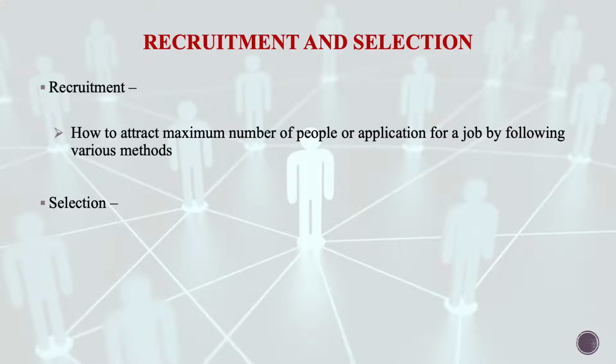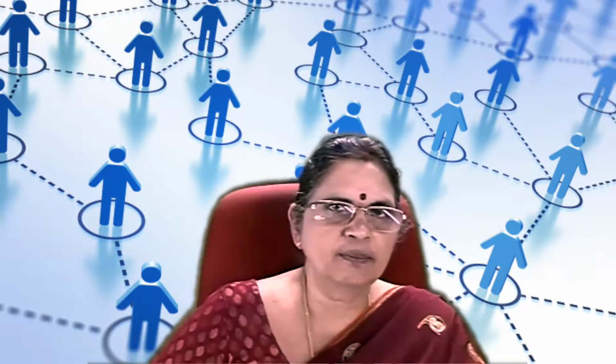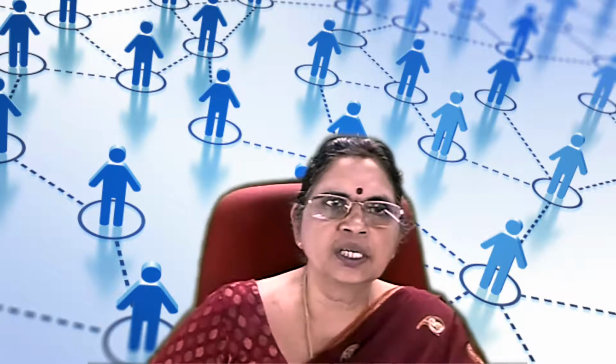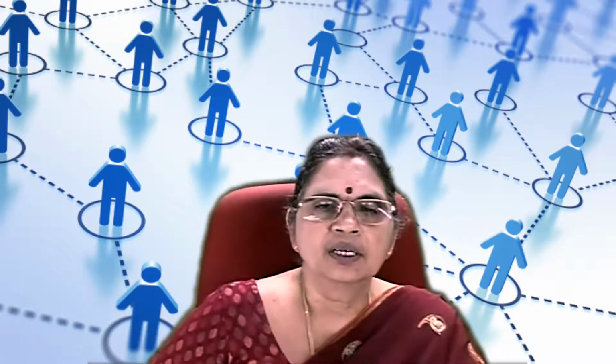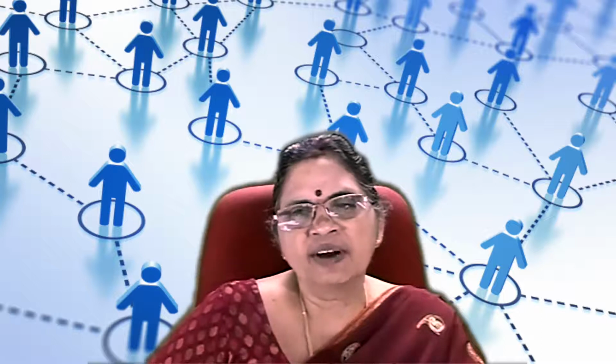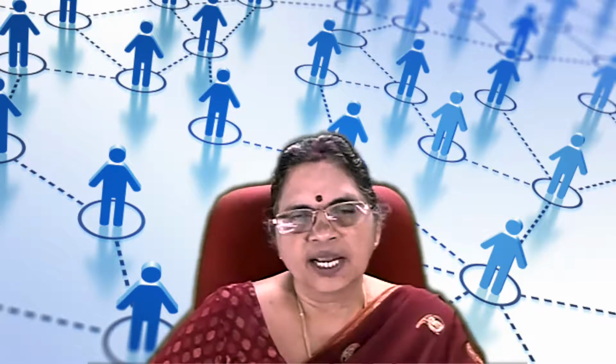Then starts the selection process. In the selection process, after receiving the applications, there is screening of applications, and then the usual processes of selection take place. We arrive at what is called a selection ratio. So if a larger number of applications come in for a limited number of positions, then we can apply the selection ratio, and accordingly we might screen the applications and invite a few of them for either a written test or a personal interview or a group discussion, etc.